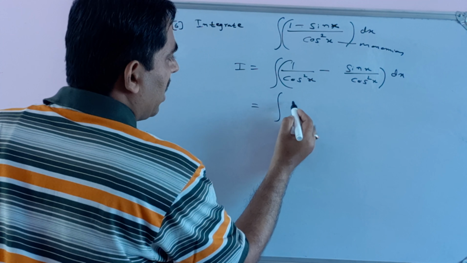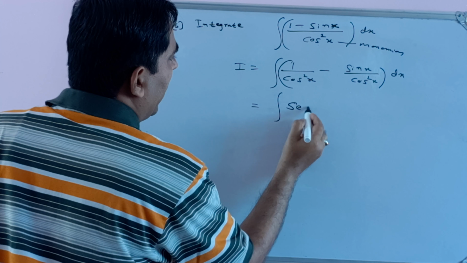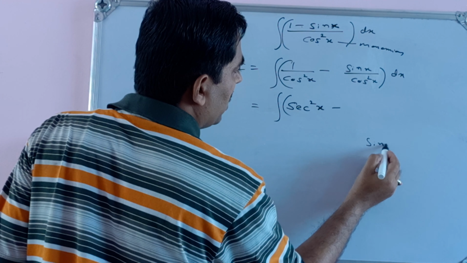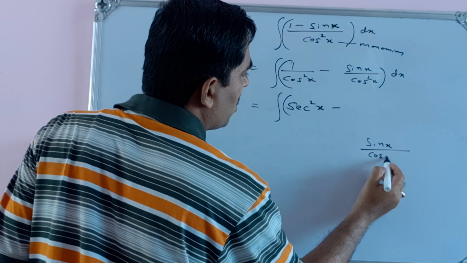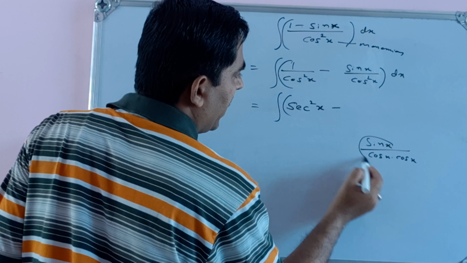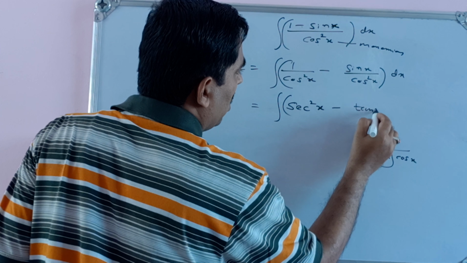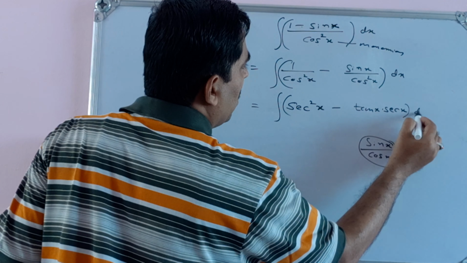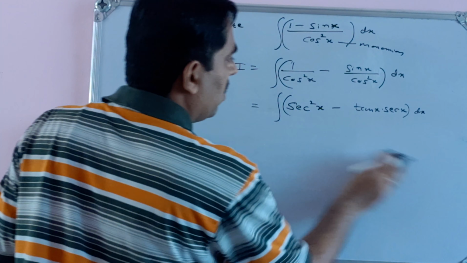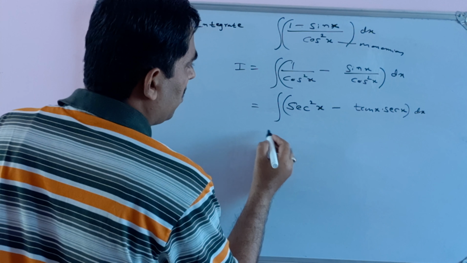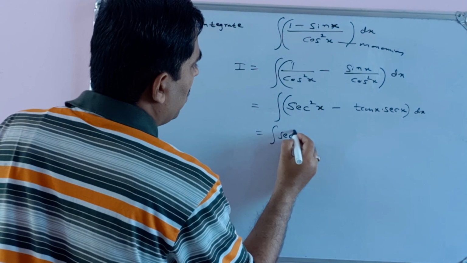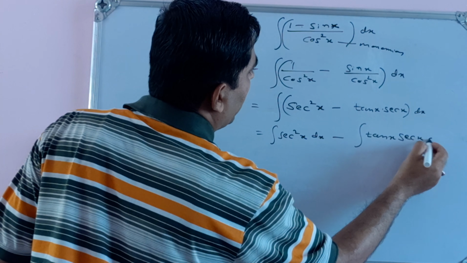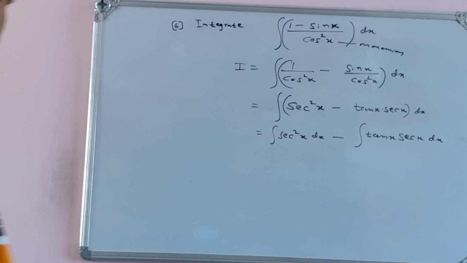See, 1 by cos means what? The reciprocal of cos is secant. So I can write it as secant square x. Minus, observe, sin x divided by cos square x means sin x by cos x into 1 by cos x. Sin x by cos x I can write as tan x, and 1 by cos is secant x. So this is one term and this is the second term. Then you integrate separately: the integration of secant square x with respect to x minus the integration of tan x secant x with respect to x. So we can integrate it separately.